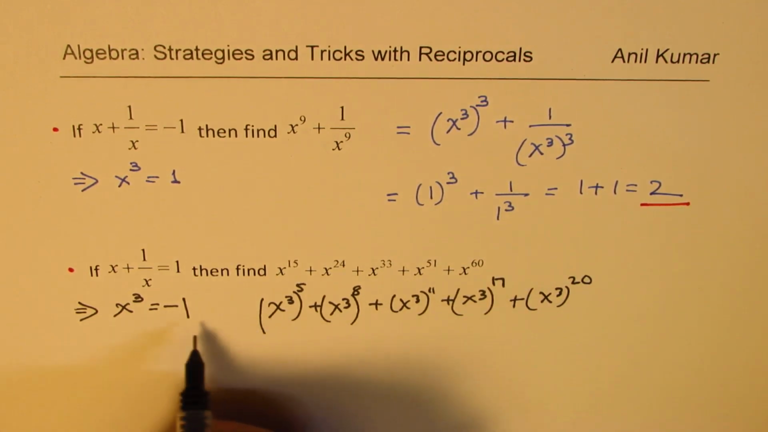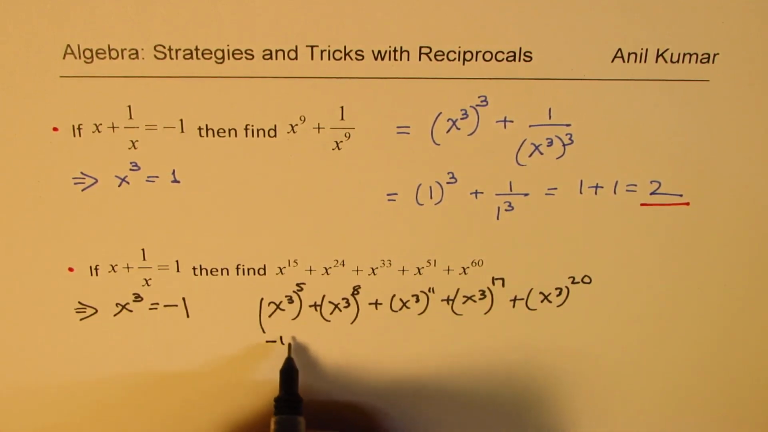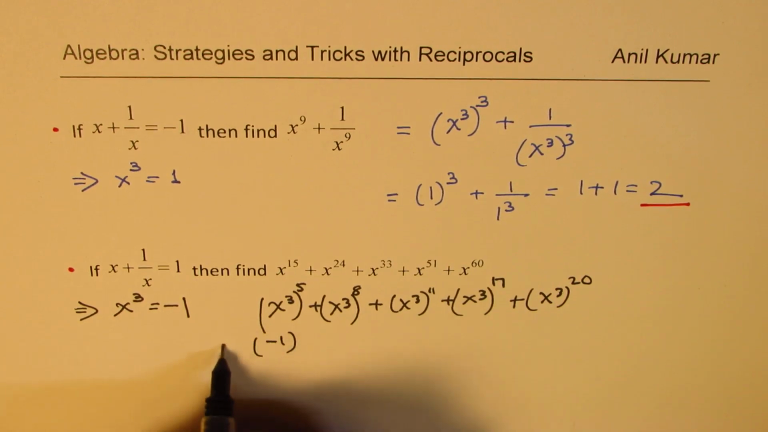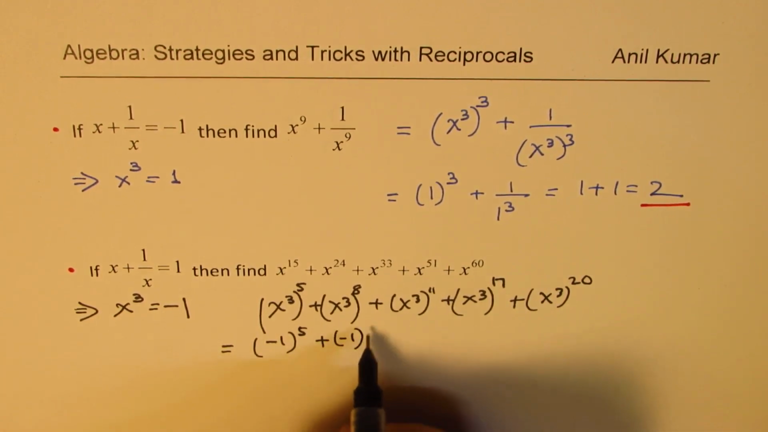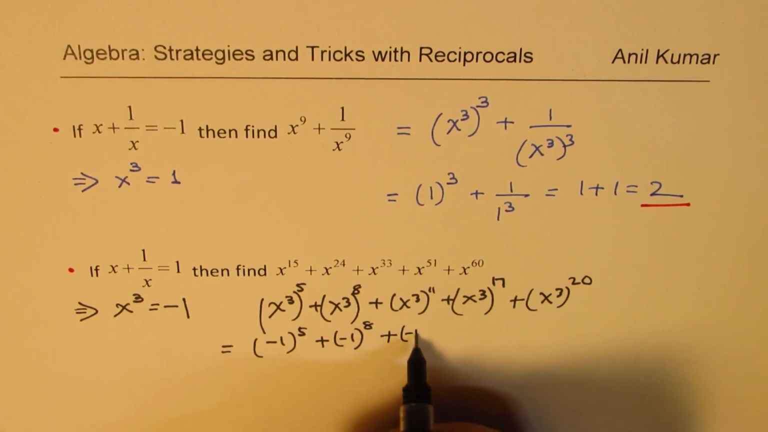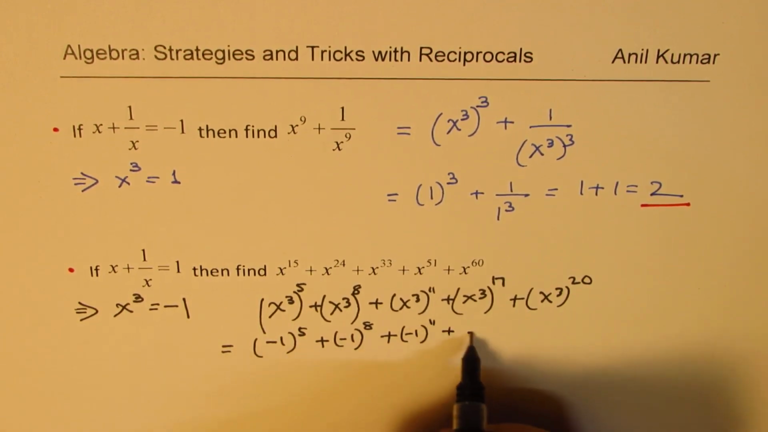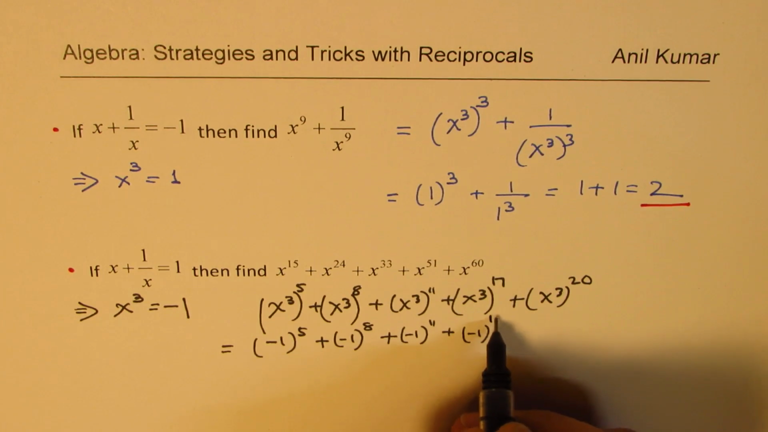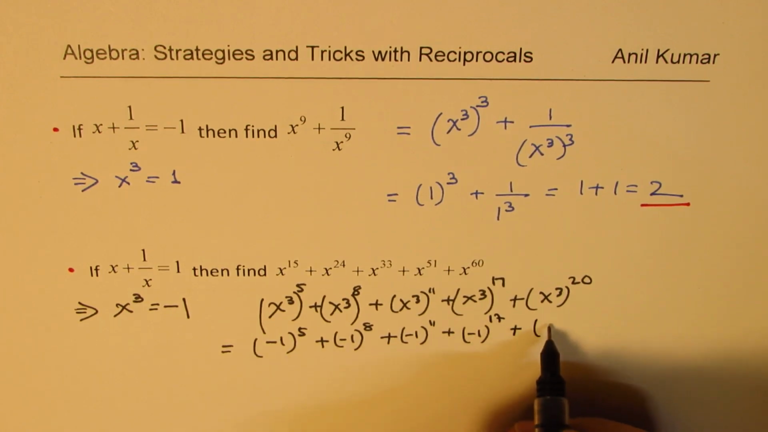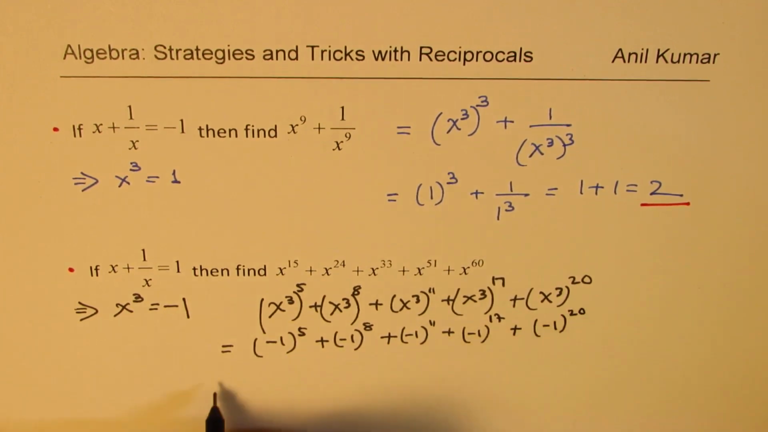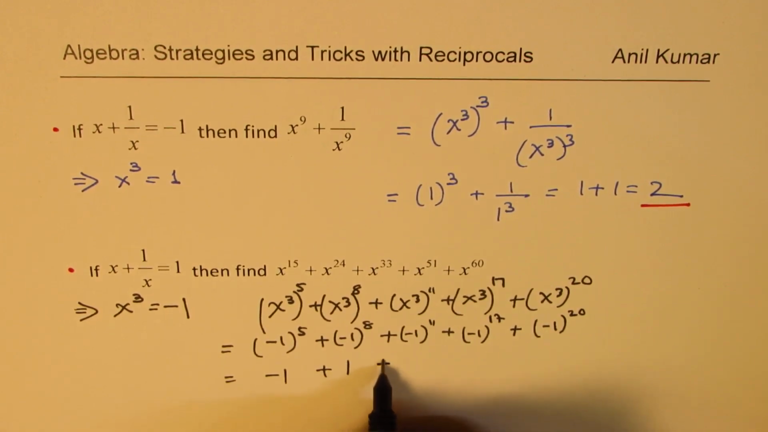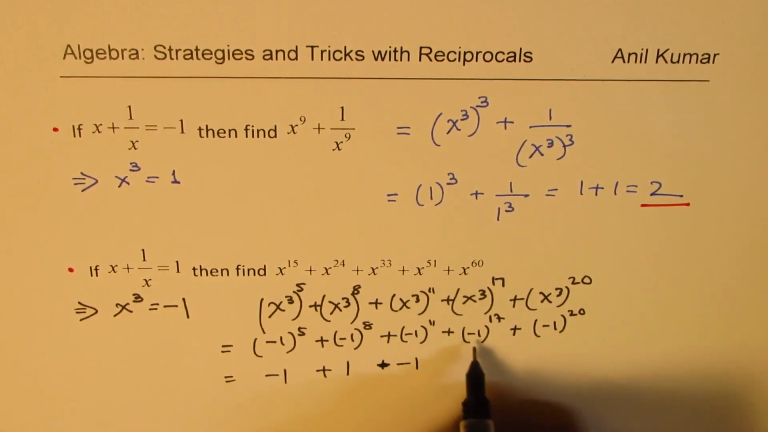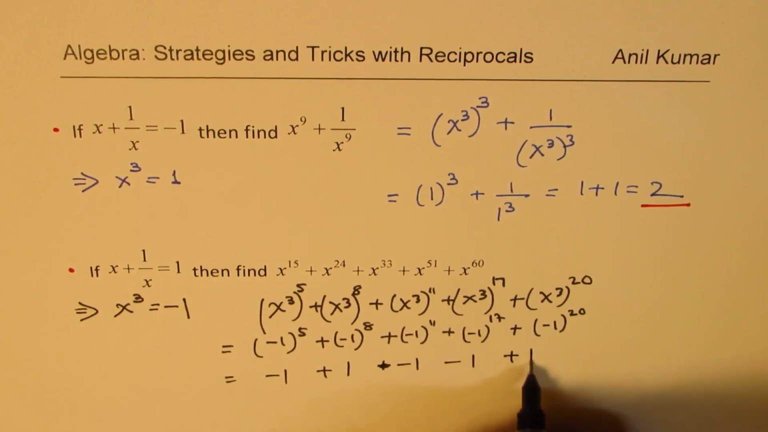Now all these x cubes can be replaced by minus 1, correct? So we get this as equal to minus 1 to the power of odd number, minus 1 to the power of even number, minus 1 odd number, minus 1 odd number, right? 17 is odd, and this one is even. So odd numbers will give you minus 1, even will give me plus 1. This is again minus 1. This is minus 1. That is plus 1.